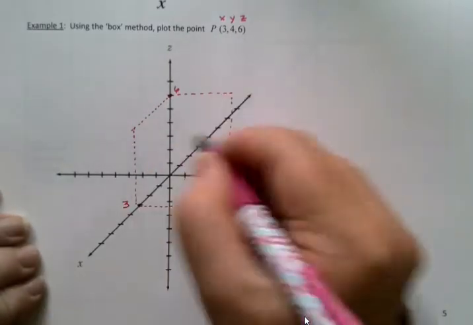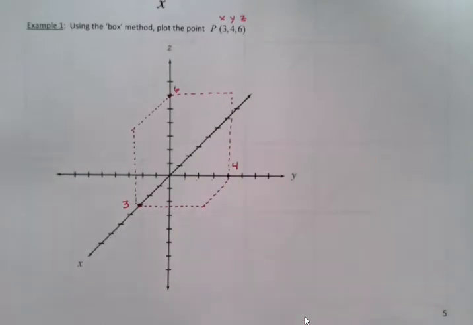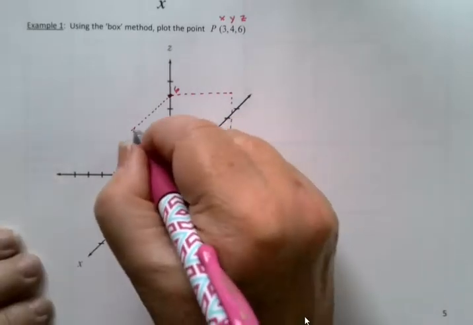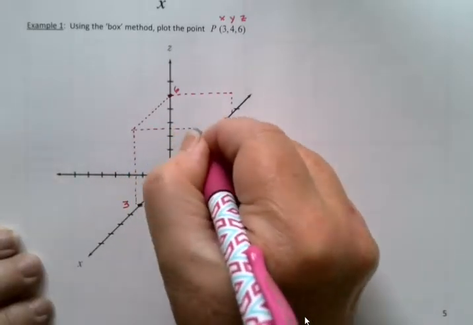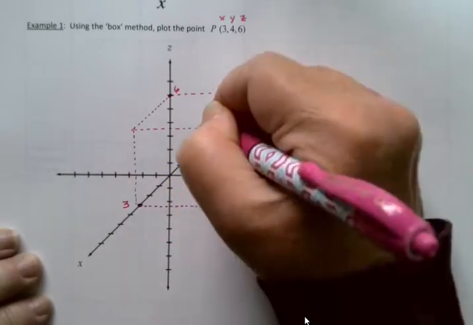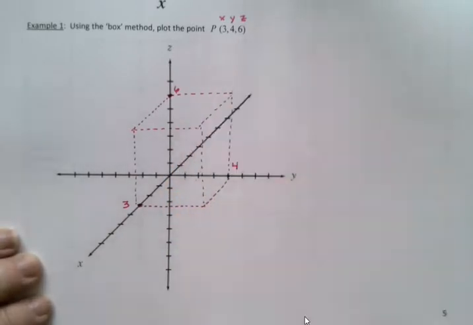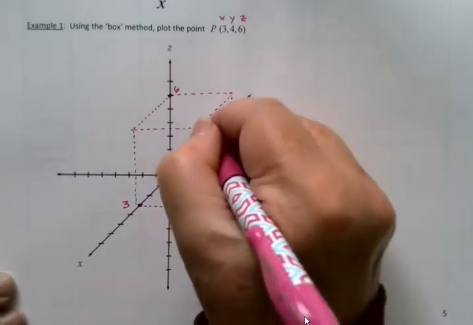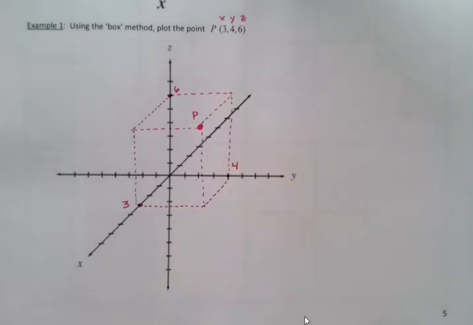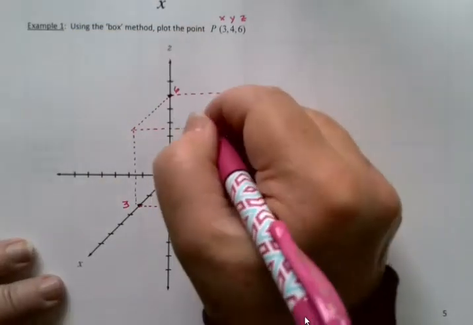Finally, I need to get the top of my box in place, so I'm just going to finish drawing these lines. I need these same 2 lines up here. So kind of making sure things line up and stay parallel to the axes. And then this point on the corner here, with perspective, is my point P. P, remember, was the point (3, 4, 6).